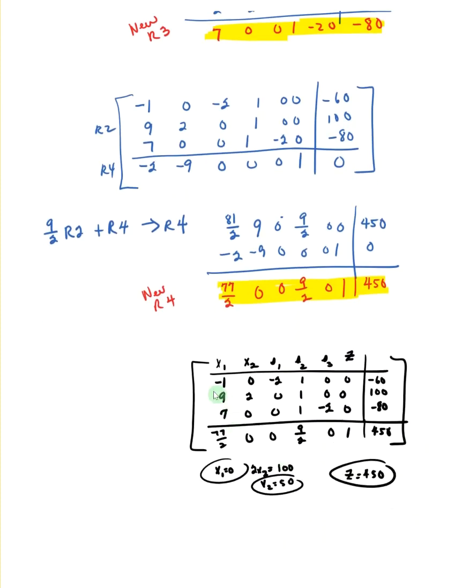So here's our whole tableau where we made that go to 0, that go to 0, and that go to 0. This x1 tells you x1 is going to be 0. Here we have all zeros except 2, so 2x2 equals 100.